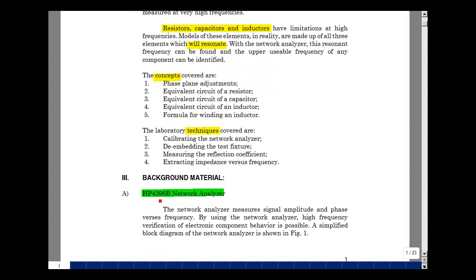In lab, we have an HP 4396B network analyzer. The network analyzer measures signal amplitude and phase versus frequency. Using a network analyzer, we'll be able to measure electronic components over a wide frequency range. What's shown in the next page in Figure 1 is a block diagram of our network analyzer.